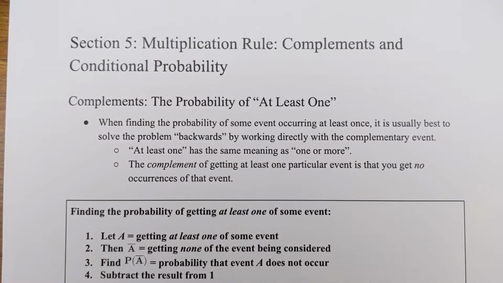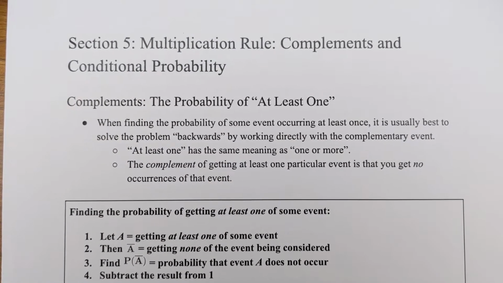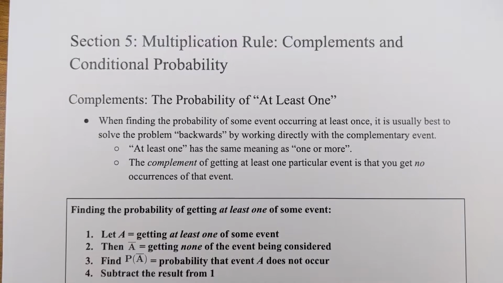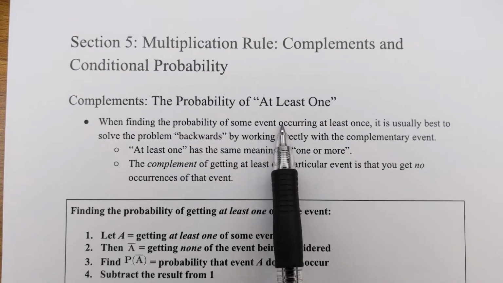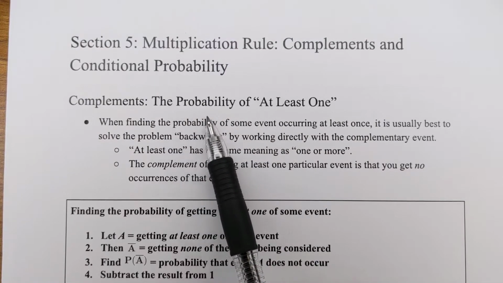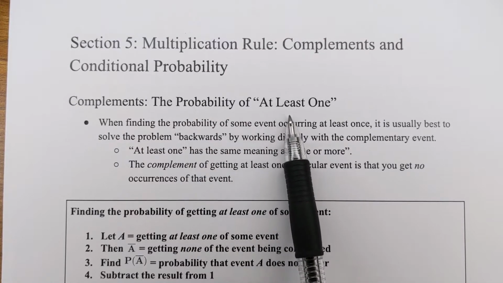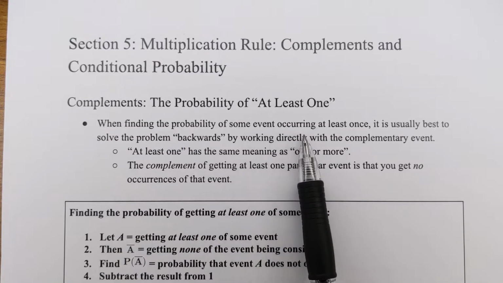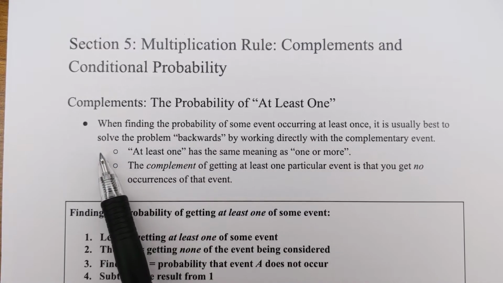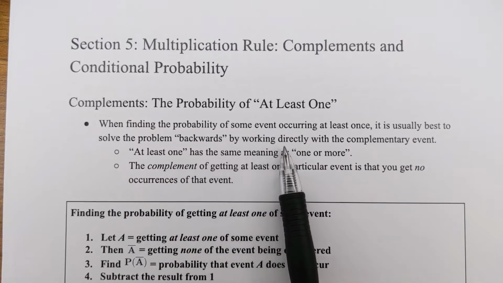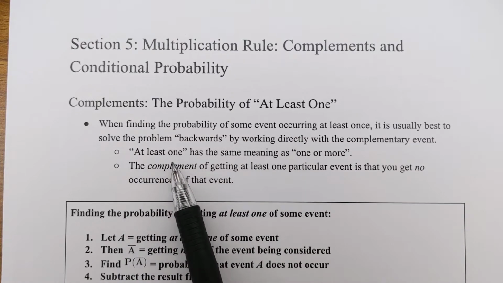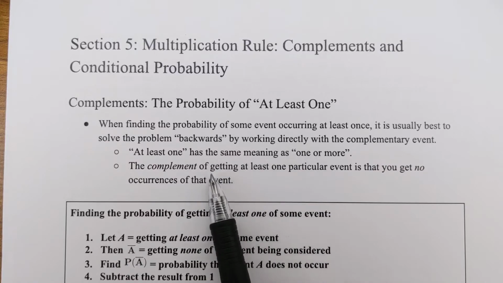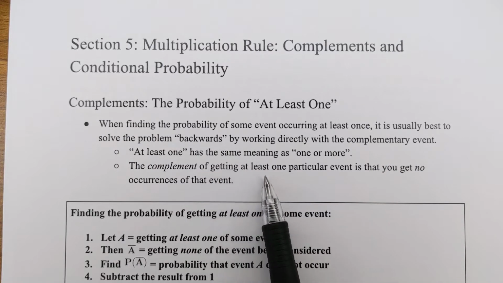Okay, boys and girls, here we have the notes for section 5, the multiplication rule, part 2, essentially complements and conditional. So complements normally come up when you see the probability of at least one. When finding the probability of some event occurring at least once, it is usually best to solve the problem backwards by working directly with the complement. At least one has the same meaning as one or more. Now the complement is that you get none.